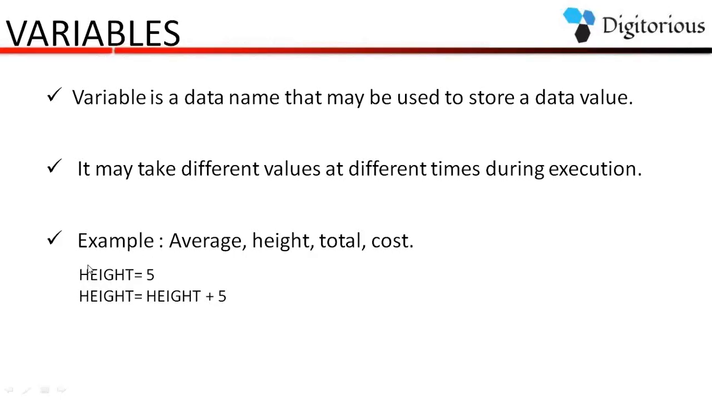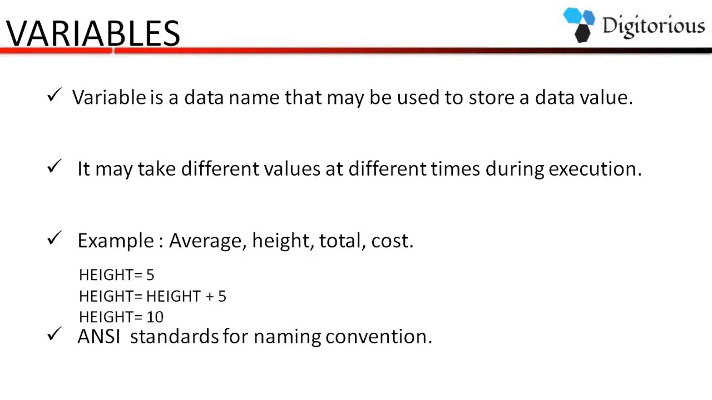Now as soon as it encounters the next statement, height is equal to height plus 5, it will move to the right hand side, calculate this expression and assign its value to the variable on the left hand side. That is, it will calculate height plus 5: it will look for the value of this variable, which is 5, add it with 5, which comes out to be 10, and then assign this value 10 to the variable height. That means the value of the variable height has changed from 5 to 10.